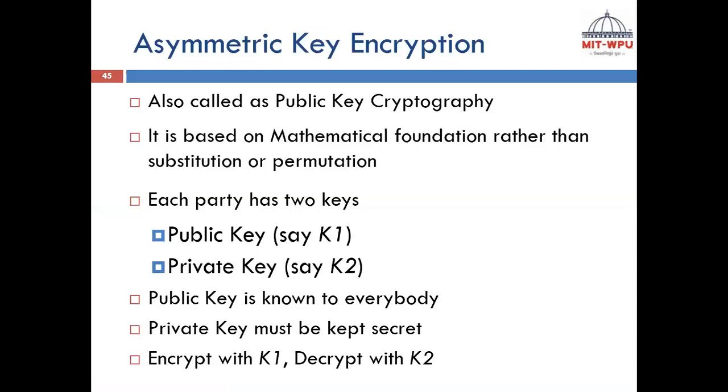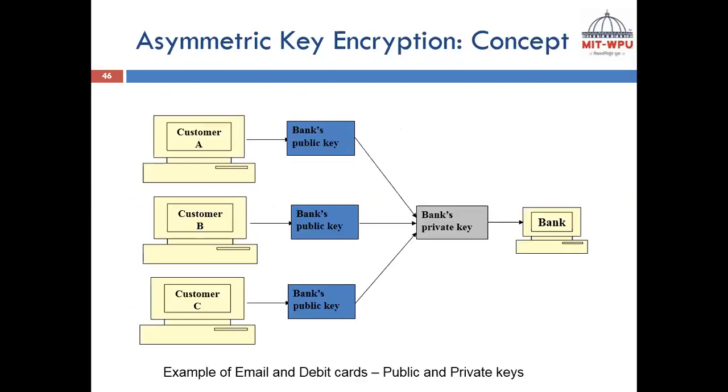In asymmetric key cryptography, each party has two keys, the public key and the private key. These keys can be used interchangeably based on applications. The public key is known to everybody, whereas the private key is kept secret and private to the one. We can use them interchangeably, as I said: encrypt with K1 or K2, and decrypt in the reverse way. Both the keys K1 and K2 are in a mathematical relation, so they complement each other. This is the asymmetric key encryption concept.